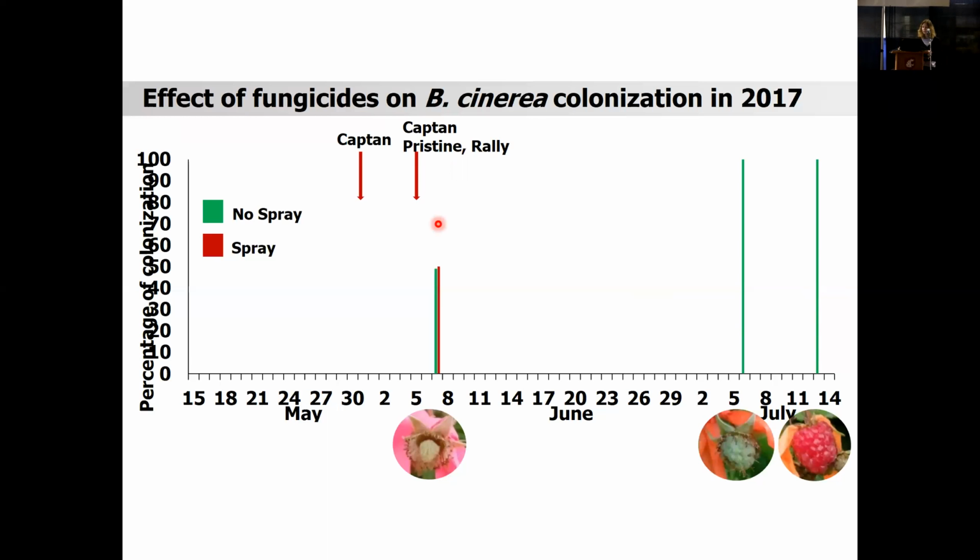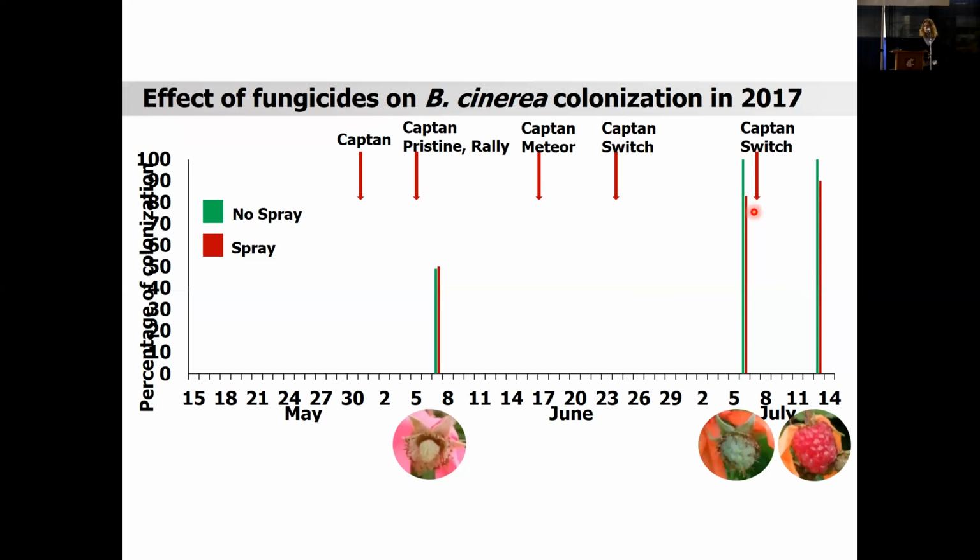If you look at the colonization of green fruit from the sprayed field, by the time we sampled, the field had already received a total of 4 fungicide applications. The level of colonization was significantly different from the non-sprayed field, about 80%. But again, 80% of green fruit from that field was colonized by the fungus.